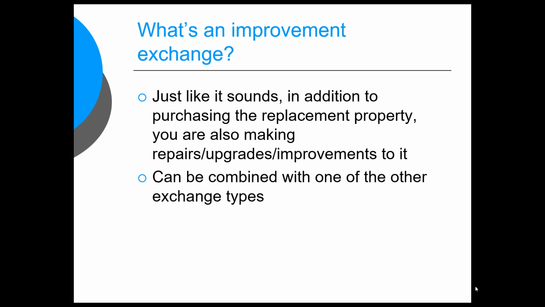Now, an improvement exchange is usually combined with one of the other exchange types. And so what we're doing is, besides just buying the replacement property, we're also making changes to the replacement property. So typically, that may consist of repairs or upgrades. So it might be buying a rental house and putting a new roof on it, and using some of your exchange money to install the roof, or maybe it's countertops or a new kitchen or a new bathroom, or maybe it's paint and carpet throughout the rental house.